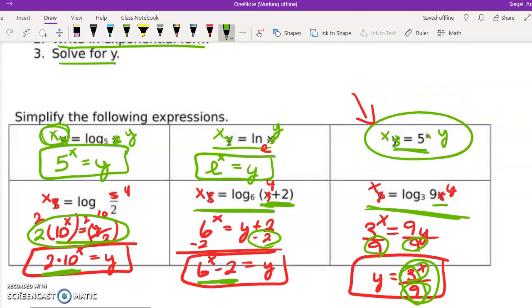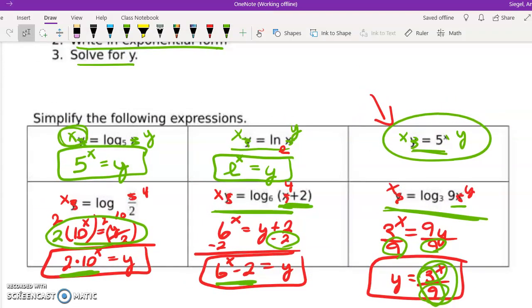Okay, so let's go up to this one. This one is in exponential form. We've got to go backwards, so we have to put it in logarithmic form. I switched to x and y already. So I'm going to say log base, what's our base? Our base is 5. Log base 5 of x equals y. And that's all you have to do.